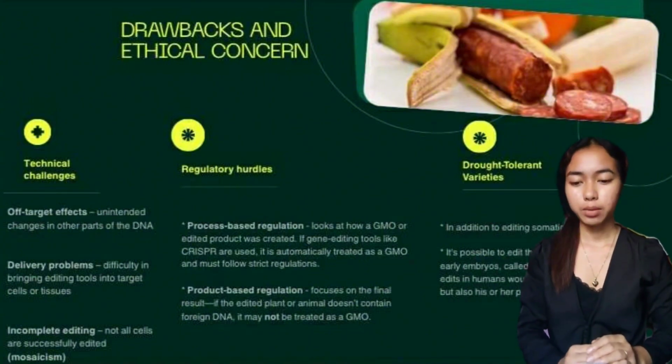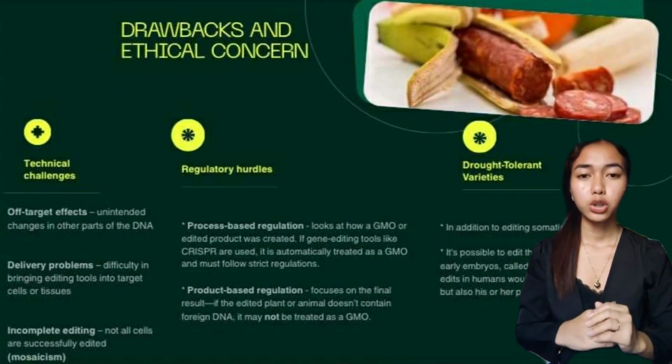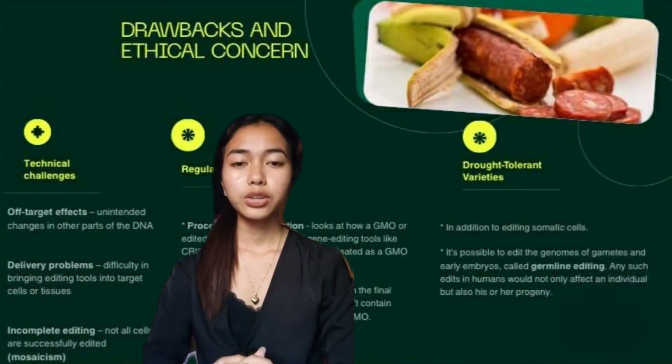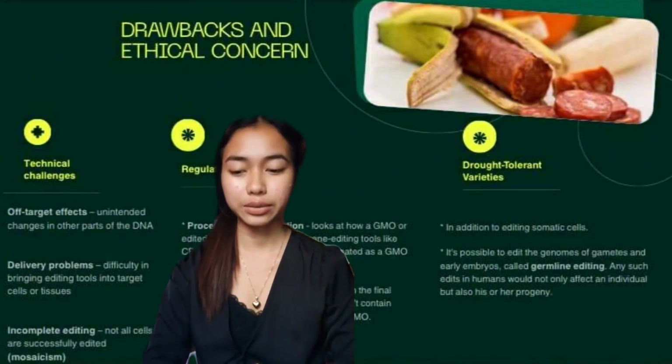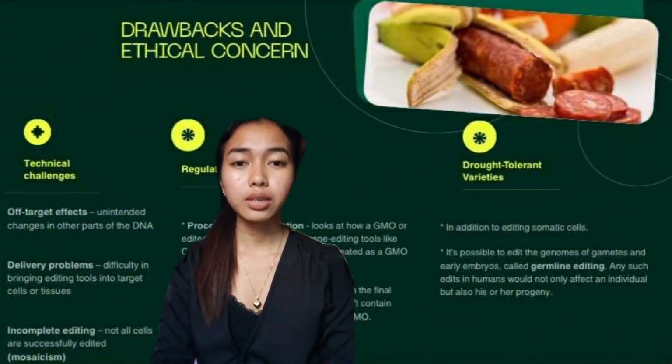Second is the delivery problems. It occurs when it's hard to insert gene editing tools into the tissues or the cells of the organisms. The third one, or the last one, is the incomplete editing. It means not all cells are changed, resulting in a mix of edited and unedited cells called mosaicism.